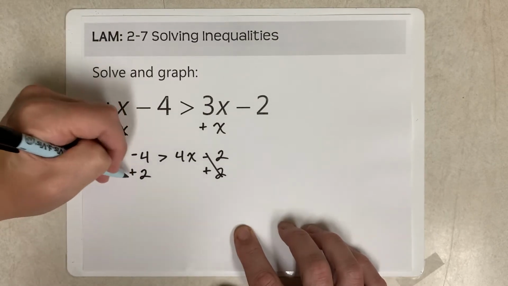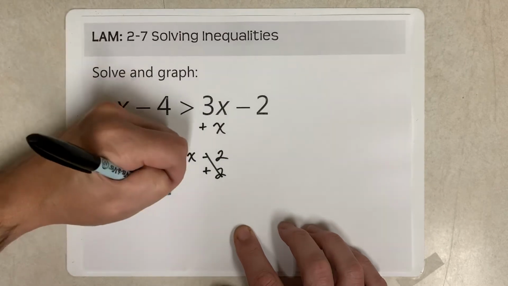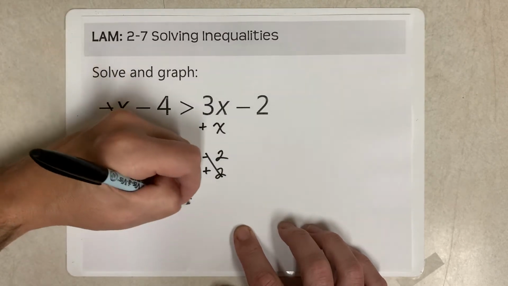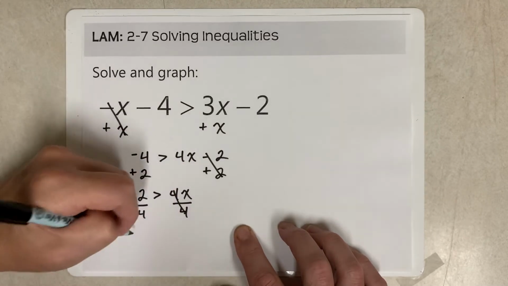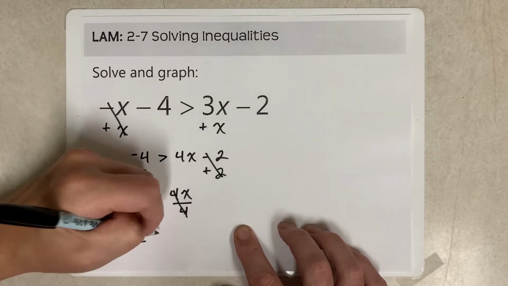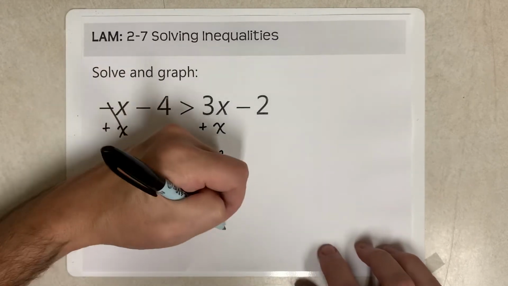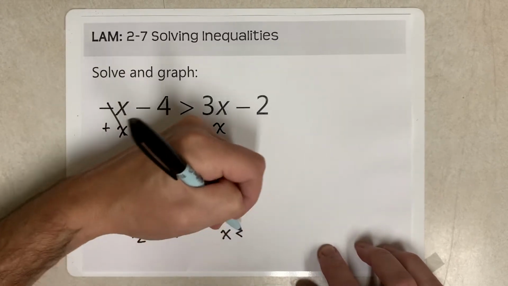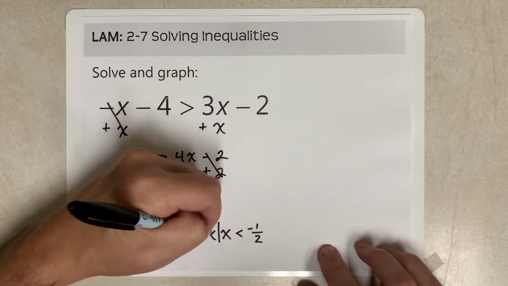And I've got negative 4 plus 2 would be a negative 2, right? Greater than 4x. So let's divide by 4 on both sides. And we've got negative 1/2 greater than x. Let's twist that whole thing around and let's make it x less than negative 1/2 instead. Then we're going to turn it into our set builder notation.